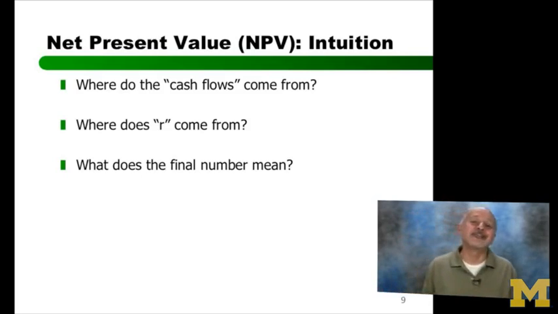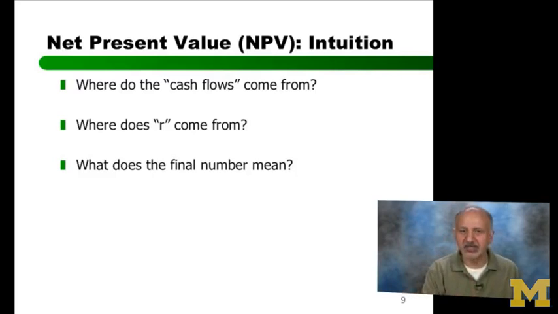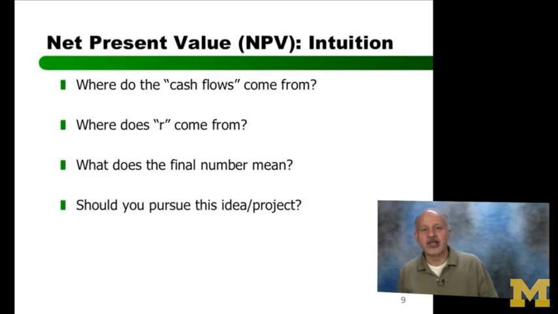It says how much value you have created. You've created 200 million worth of value. Why? Because you invested 1,000 and you got 1,320, but when you discounted it back to today by what the competitor could have done, you're making 200. Should you pursue this idea? What do you think? The answer is yes, and the reason is very straightforward. You're creating positive value, right?